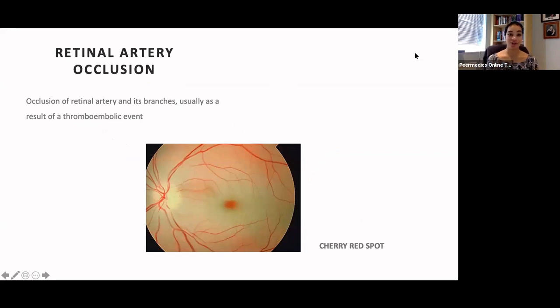Buzzwords: retinal artery occlusion, you've got a cherry red spot. Essentially what happens here is you have occlusion of the retinal artery and its branches, usually because of some type of thromboembolic event, and that causes the retina that's been supplied by those arteries to die or to become ischemic. So you get a pale retina and this cherry red spot, which is this bit here that is normally supplied by the choroid arteries. So this bit is actually not affected by the occlusion and the ischemia, and that's why it appears red against the pale backdrop of the retina.